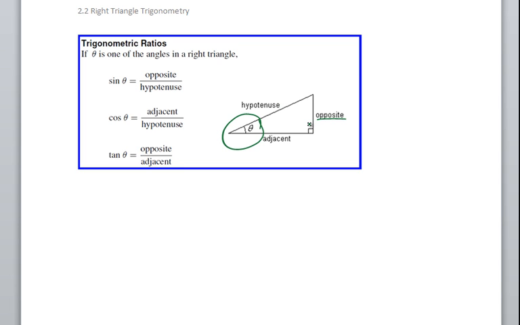Okay, so memorize these three ratios. Sine theta is opposite over hypotenuse. Cosine theta is the ratio adjacent over hypotenuse. And tangent is opposite over adjacent. Those are all ratios. And some of you might be familiar with the acronym SOHCAHTOA.